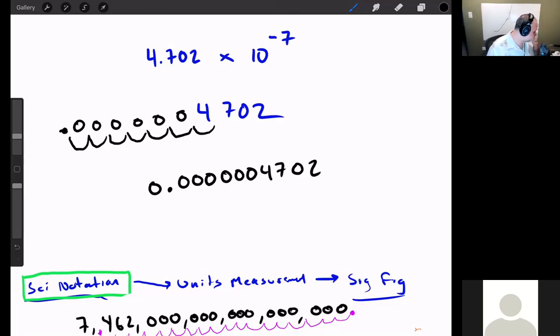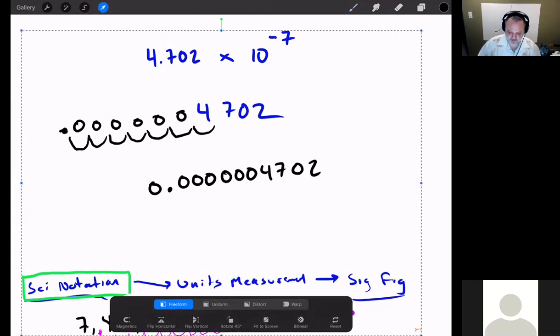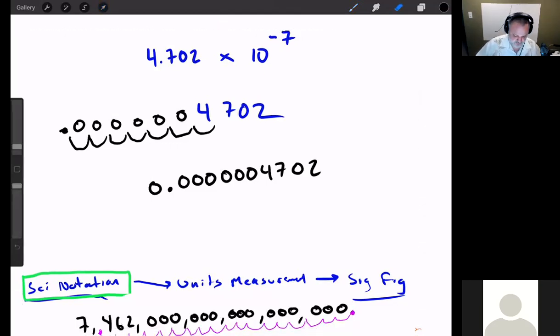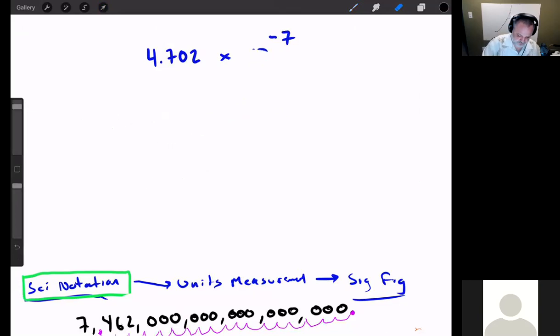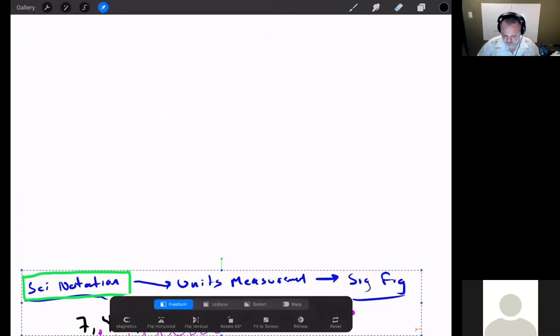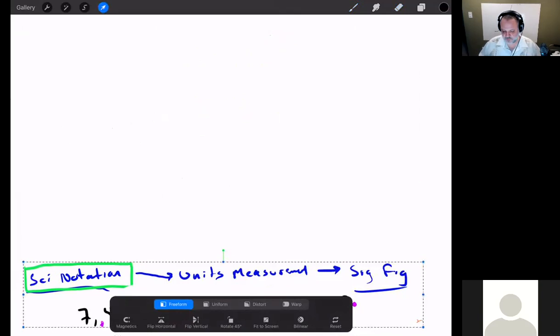I'm skipping, let's see, 26. We're going to get to significant figures. Be careful with the difference between O and 0 in your chat window. It's okay. We'll get to sig figs here in a second.